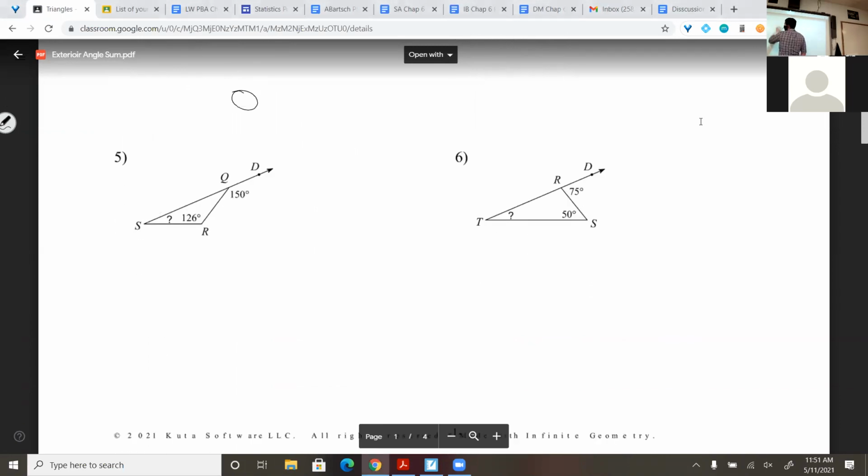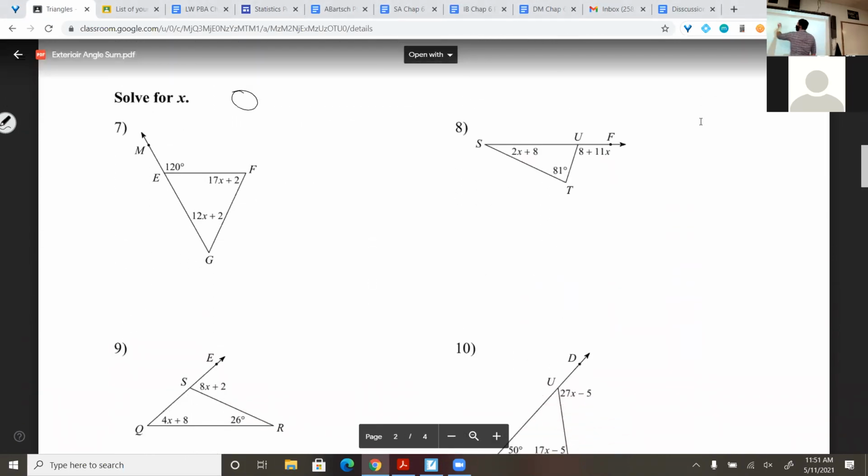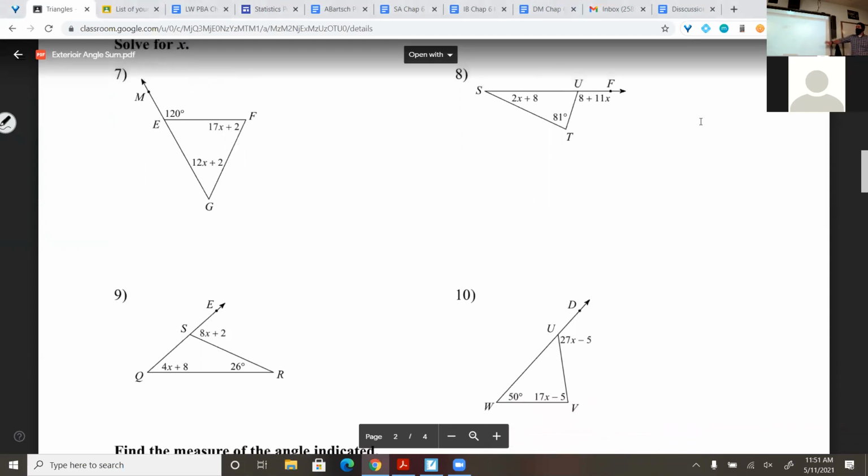Now for the more challenging ones. So what to do with the algebra side of things? All right, so with 7 and 9, we're going to use the same formula that we were using before. You want to find the opposite angles, add them together. The exterior angle, you set it equal to.